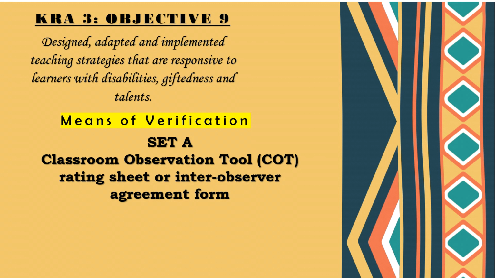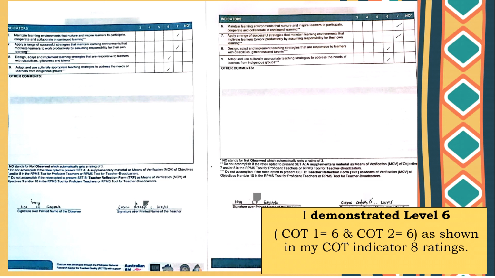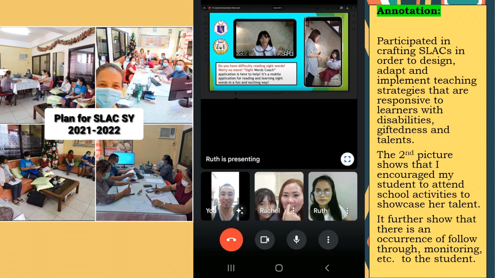Objective 9. Designed, adopted, and implemented teaching strategies that are responsive to learners with disabilities, giftedness, and talents. Ang ating pong main MOV po dito ay ang dalawang rating sheets. So I demonstrated level 6 as shown in my COT indicator 8 ratings. Though 6 ang score po natin sa COT, ang picture po na ito ay nagpapakita na I participated in crafting SLAKs in order to design, adapt, and implement teaching strategies that are responsive to learners with disabilities, giftedness, and talents.